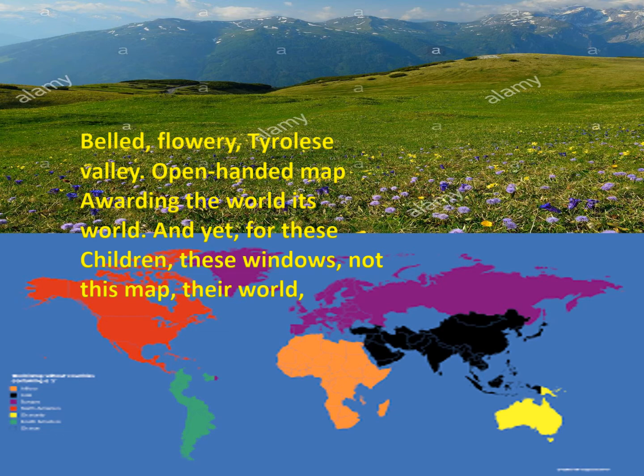the hands only here. Now, awarding the world its world basically means that there are two distinct worlds. One world is for the rich and prosperous people, which was hanging on the wall, that world map. And the other world is those children who were sitting there. And yet, for these children, these windows, not this map, are their world. So there are two distinct worlds: one rich, happy, and prosperous, and the second the poor one, the slum children.